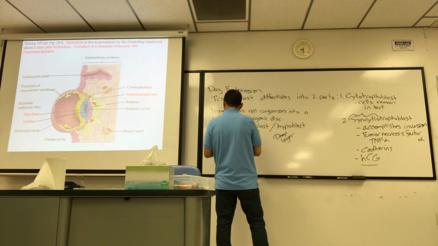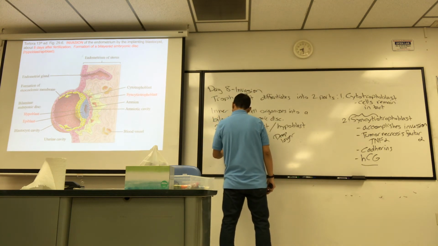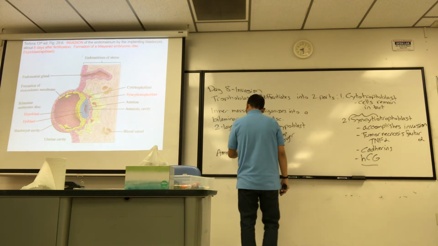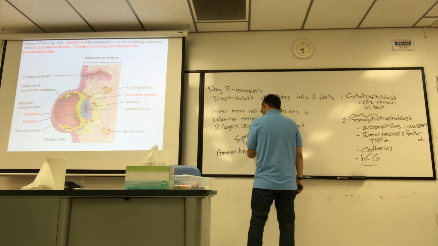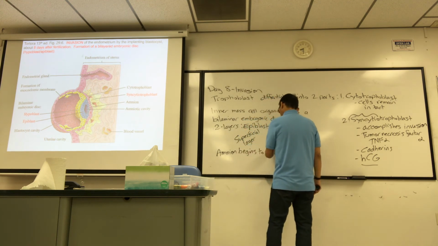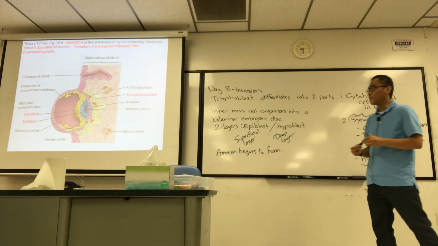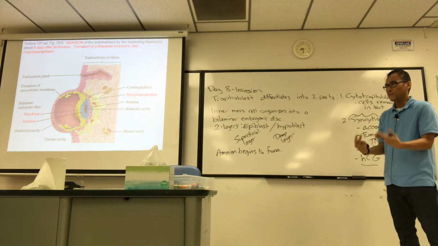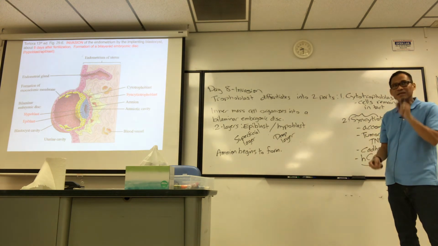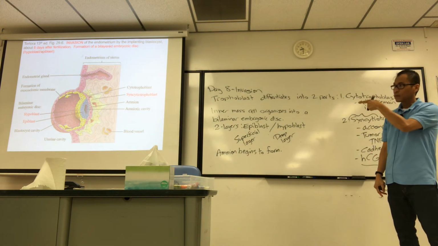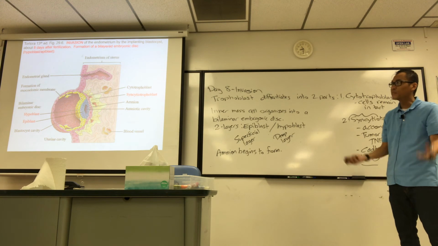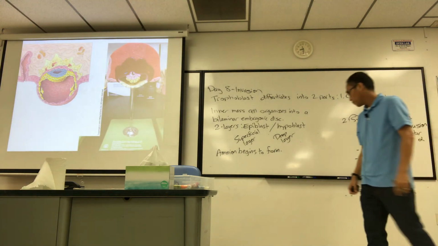I'll add that to the bottom here. Amnion begins to form. Eventually, it's going to surround the entire baby in a fluid-filled sac. Right now, it's just a tiny little bubble located right there. So let's move on, let's get past this day.